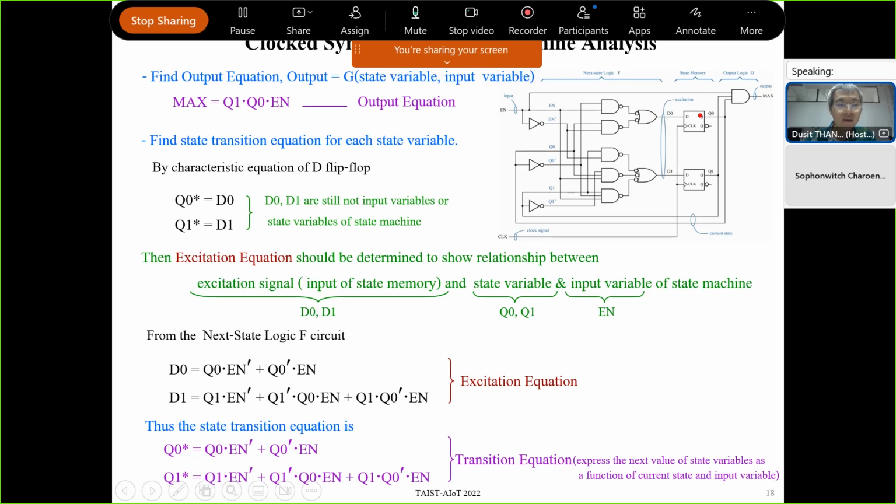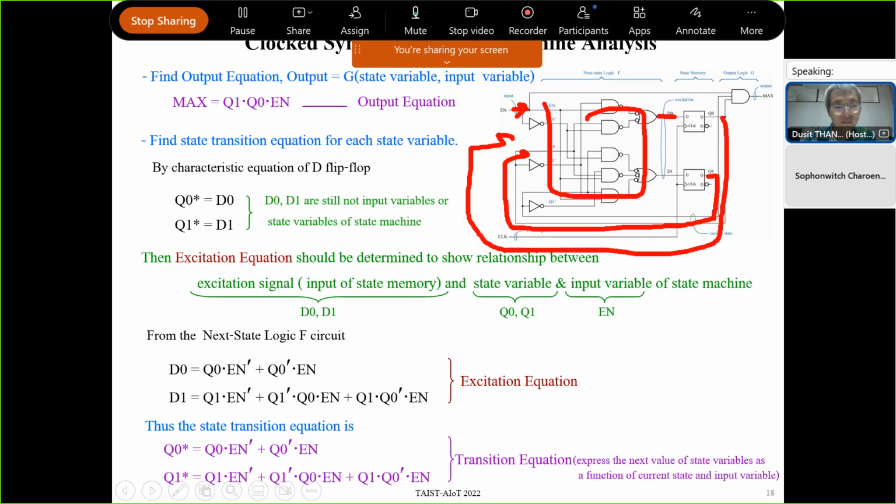The relationship between the output and input of the flip-flop is called the characteristic equation. And the value of D that relates to the external input or state variable fed back to the circuit F is called the excitation equation, because D is the excitation signal.